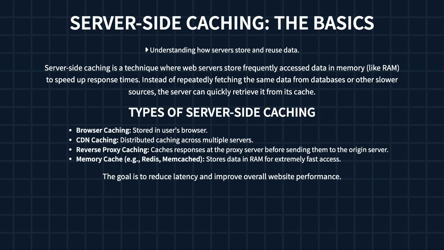Okay, let's talk about server-side caching, a really important concept in web development. Essentially, it's like a quick access storage system for your web server. Instead of always going back to the database or other slower sources when someone requests a page, the server can pull data from its cache if it's already there. There are different types, including browser caching, which is stored on the user's computer; CDN, which distributes content across servers worldwide; reverse proxy caching, which sits in front of your server; and memory caches like Redis or Memcached, which are super fast because they're in RAM. The key takeaway is to reduce those delays and make websites load much faster for everyone.